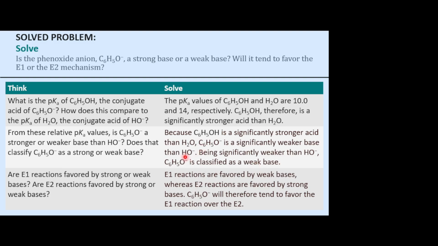This is actually one of the relatively rare cases where any alkoxide is actually a weaker base than OH minus. The reason for it is actually because of the phenyl group right here, phenoxide. So the E1 reactions will be favored by weak bases. Your E2 reaction would be favored by a strong base. And so because this is a weak base right here, this is going to favor the E1. Okay.